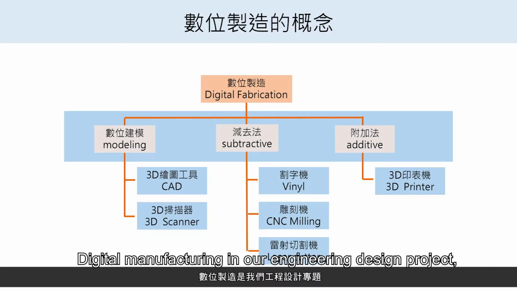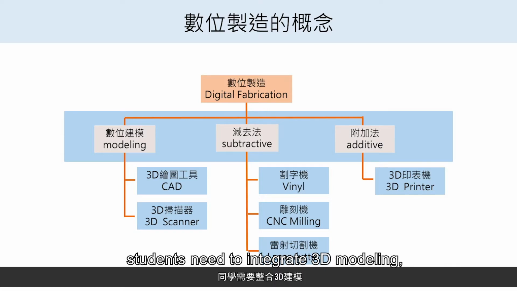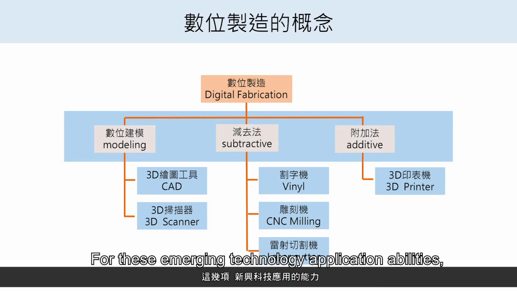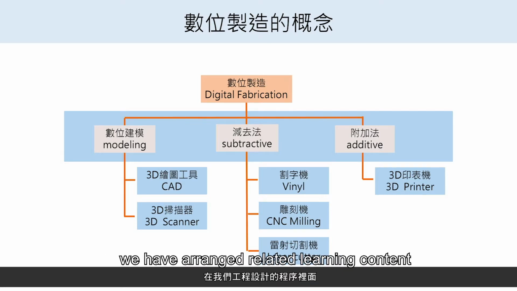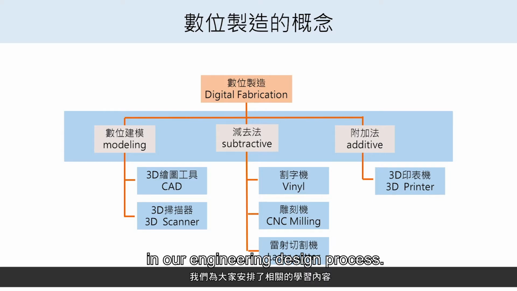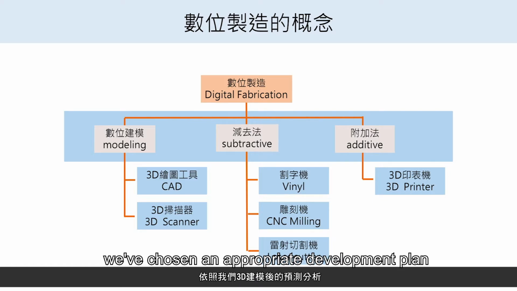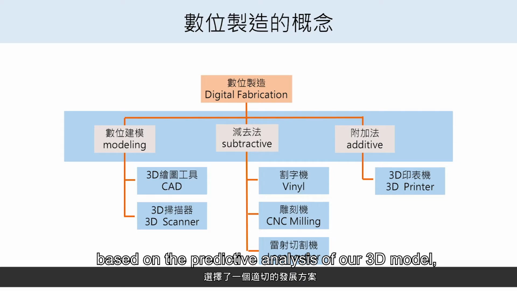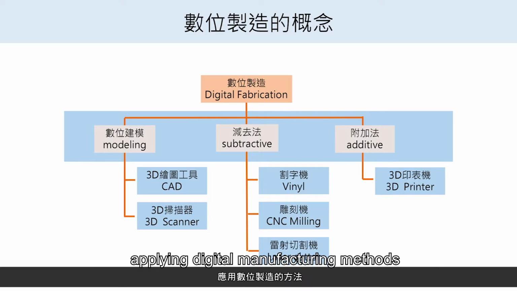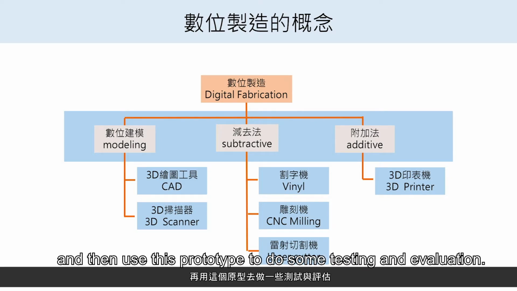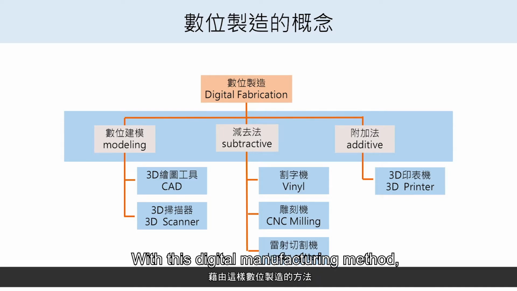Digital manufacturing. In our engineering design project, students need to integrate 3D modeling, numerical analysis, and digital manufacturing. For these emerging technology application abilities, we have arranged related learning content in our engineering design process. For the topic of digital manufacturing, we've chosen an appropriate development plan based on the predictive analysis of our 3D model, applying digital manufacturing methods to manufacture our design prototype and then use this prototype to do some testing and evaluation. With this digital manufacturing method, we can obtain our prototype more conveniently and faster.